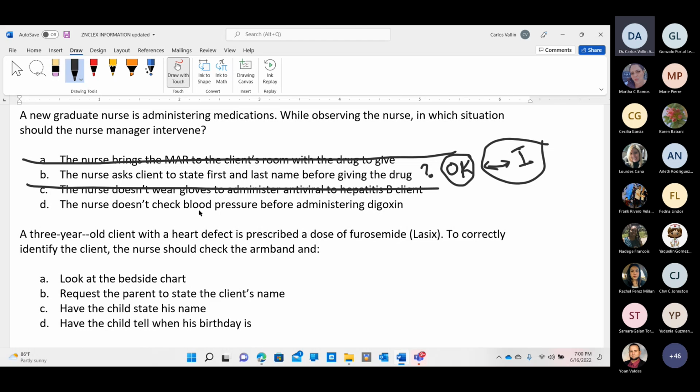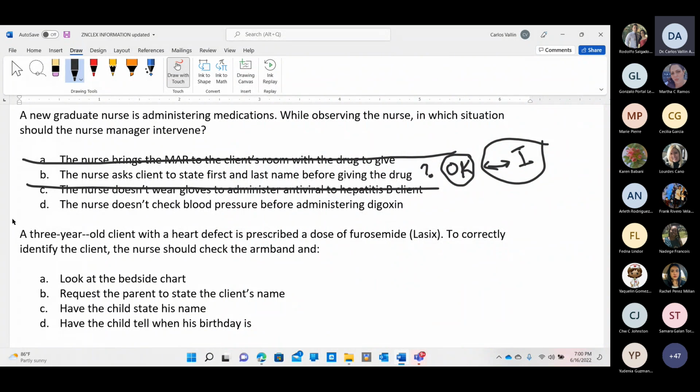The nurse doesn't check blood pressure before administering digoxin. Is this correct? Yes. You don't need to take blood pressure. You need to check the heart rate through apical pulse. So it is correct. So then it looks like the lady that found an objection in this is correct.